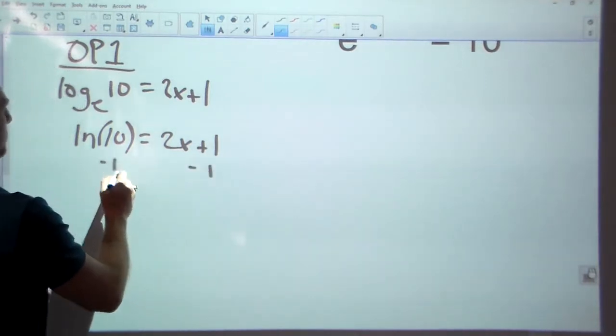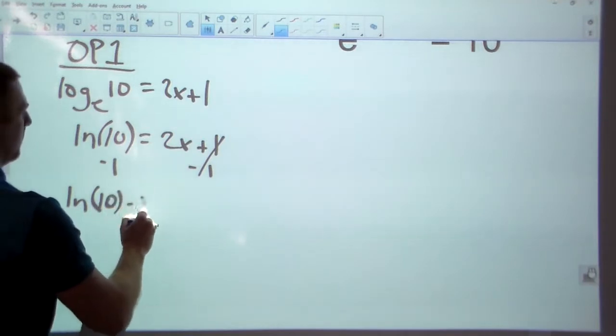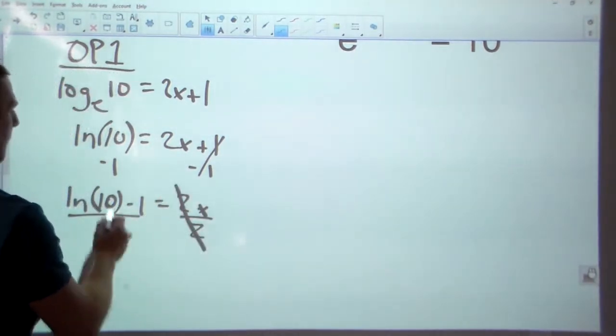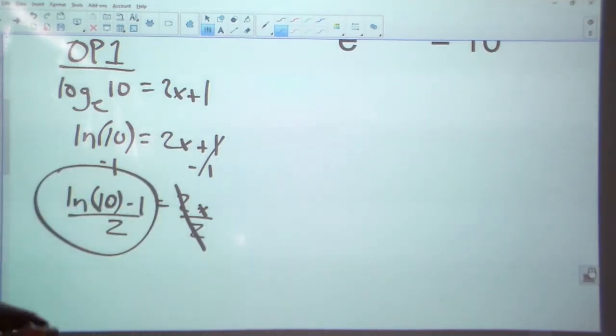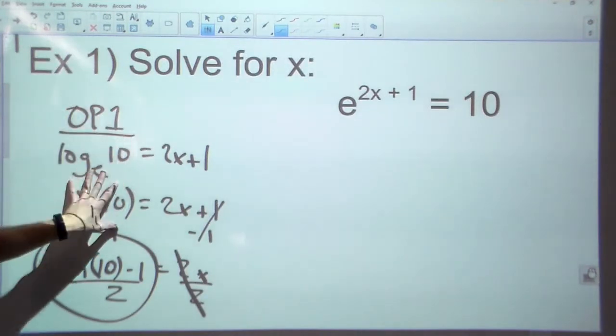And from here, it's just some algebra 1 stuff. Subtract 1, and then ultimately divide by 2. And that would be your final result right there. Natural log 10 minus 1, all that divided by 2. Most people tend to go with this option.